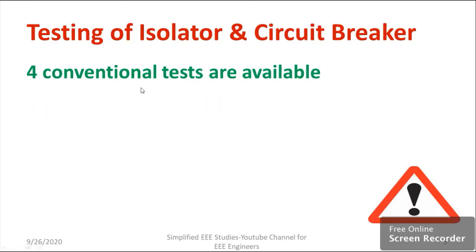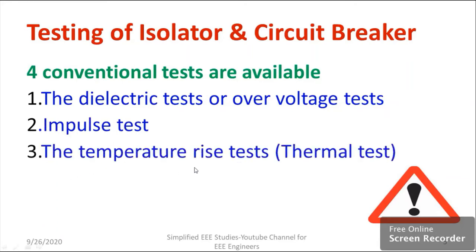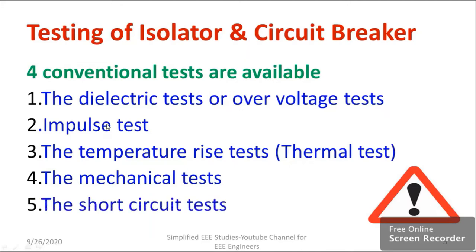There are four conventional insulation tests available. First of all, let us list out the four conventional tests which are applicable for both isolators and circuit breakers. The first one is the dielectric test or over voltage test. Another one is the impulse test. Then the temperature rise test, or you can call it the thermal test, and the mechanical test. These are the four major tests which are applicable for circuit breakers. Similarly, the short circuit test is also one of the popular tests. So finally, we can say that there are five tests for isolators and circuit breakers. Our job is to identify the peculiarity of conducting each test and the significance of conducting each test.